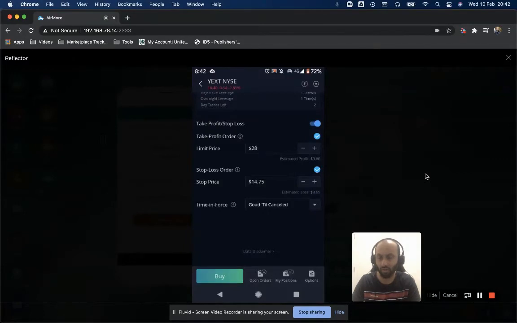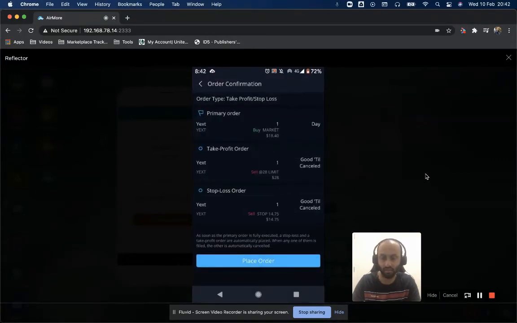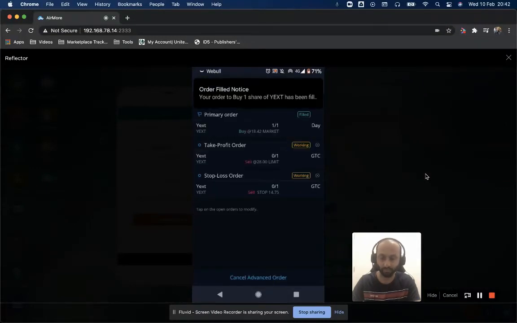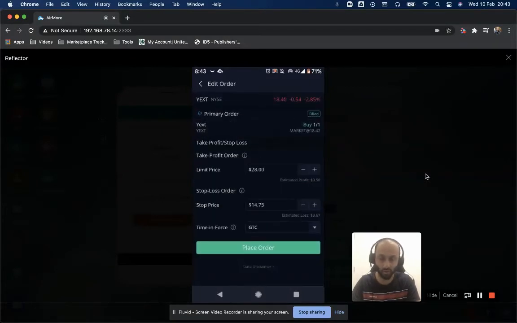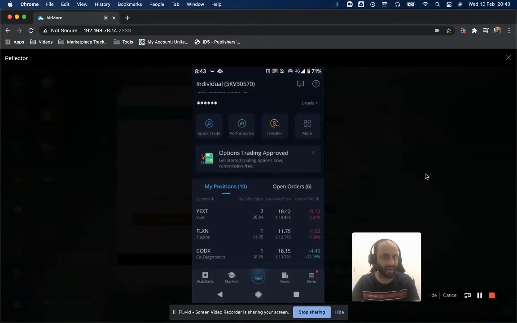Always remember to use good till canceled, right? We're going to go ahead and just click buy, and it gives us the information of what the stock's going to look like, and we just place the order. And voila, it's been filled. So we've been able to fill the primary order, but we still have our take profit orders that are available. We can cancel them at the bottom, or we can always just go edit them if we want to change the prices.